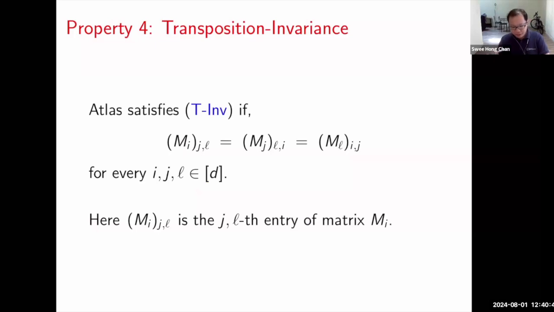Okay, so property 4 is called transposition invariance. It says that for M_ijl, the ijl entry of the matrix M_i, the index ijl can be permuted in any way. So M_ijl should be equal to M_jli, which should be equal to M_lij. In a sense, this is saying that your object is commutative in some way. This property is only in version 1. In version 2 or version 3, transposition invariance will be replaced with something more complicated but more general.